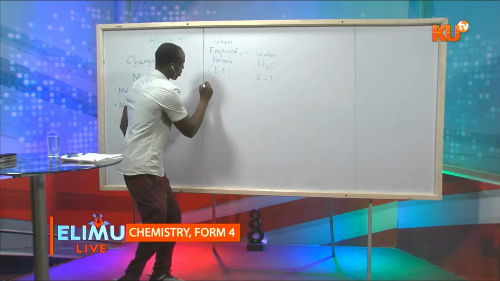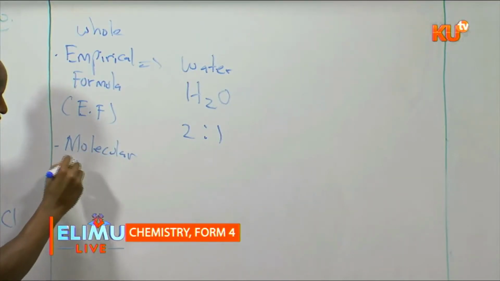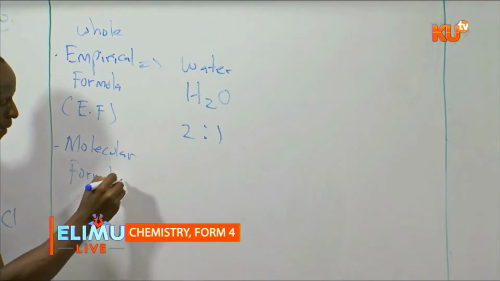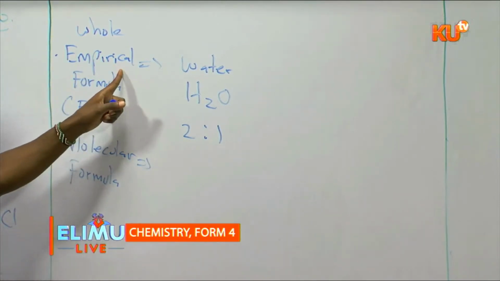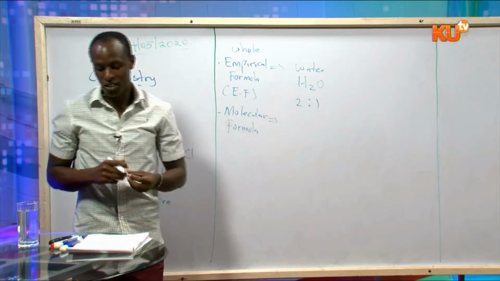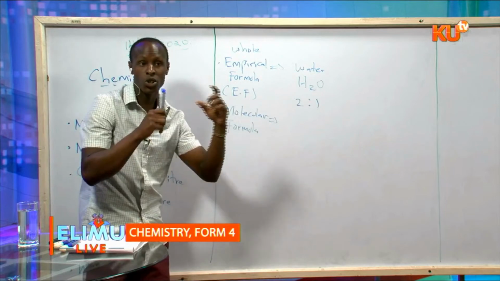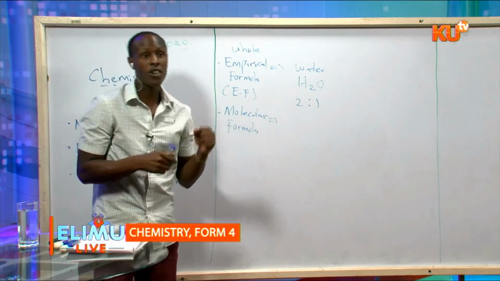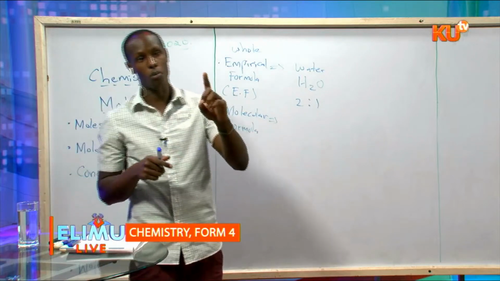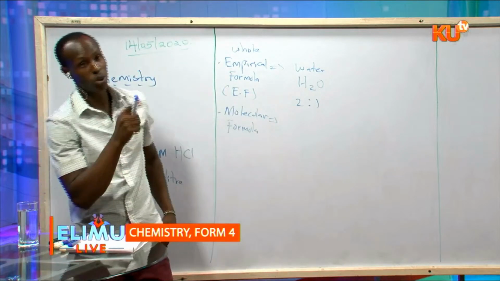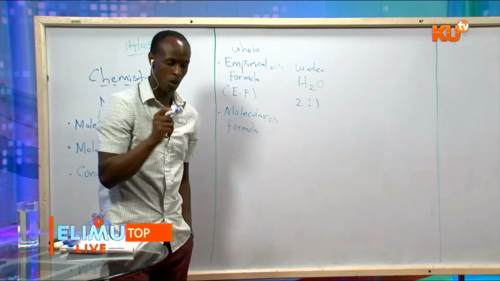Let's move to molecular formula. Molecular formula is related to empirical formula. The definition of molecular formula is it shows the actual number of each kind of atoms combining to form a compound.